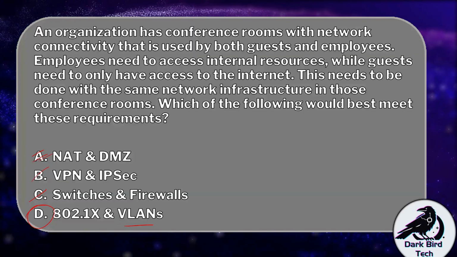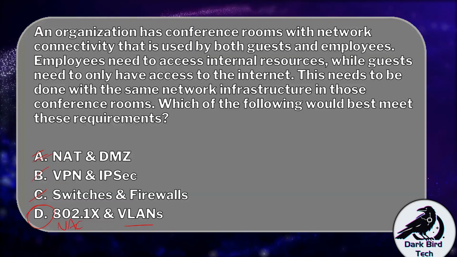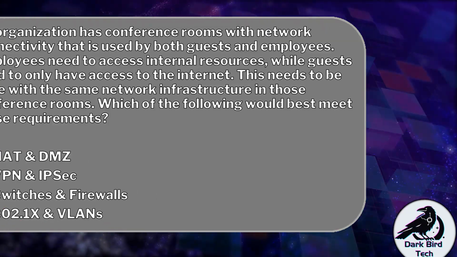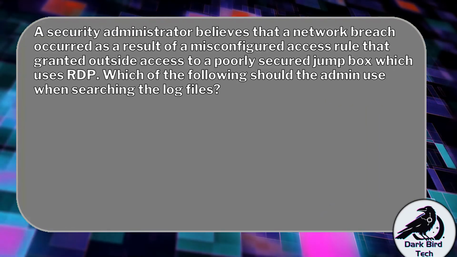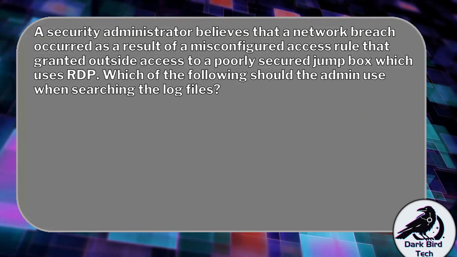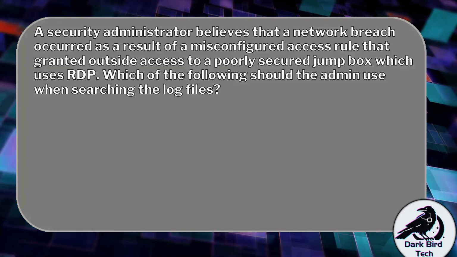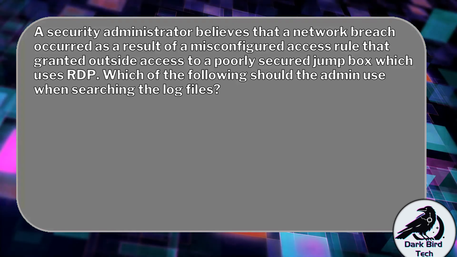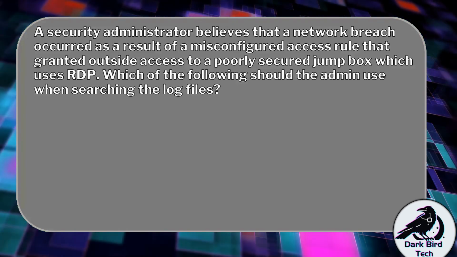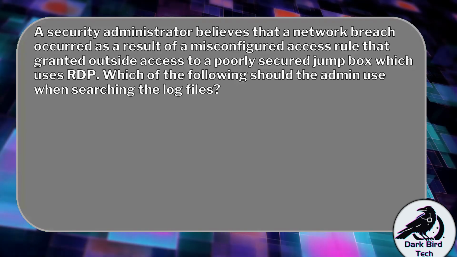So best fit is the VLANs with 802.1x, which is basically network access control and authentication. Much better option. Moving along though, a security administrator believes that a network breach occurred as a result of a misconfigured access rule that granted outside access to a poorly secured jump box, which uses RDP. Which of the following should the admin use when searching the log files?